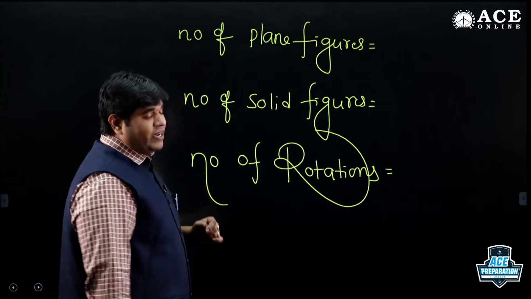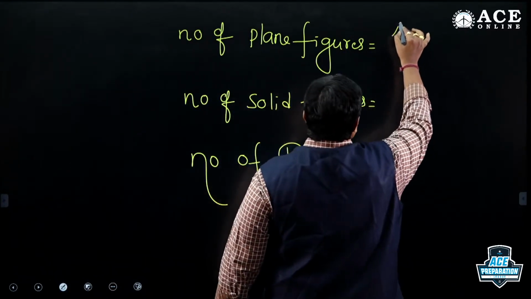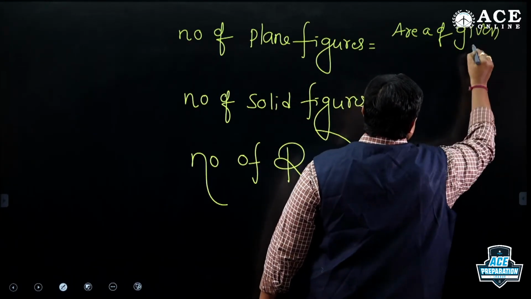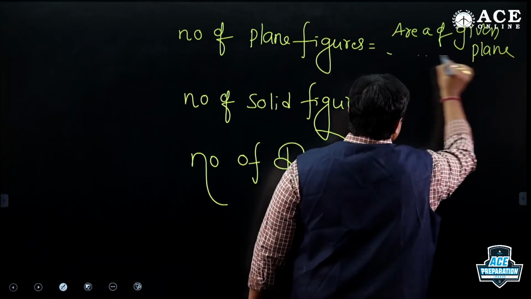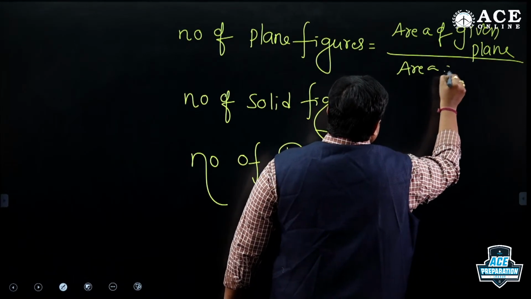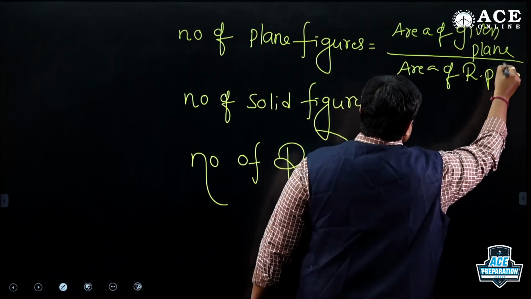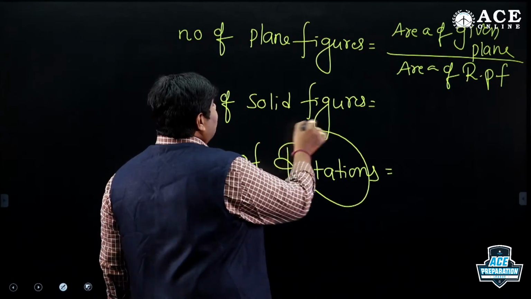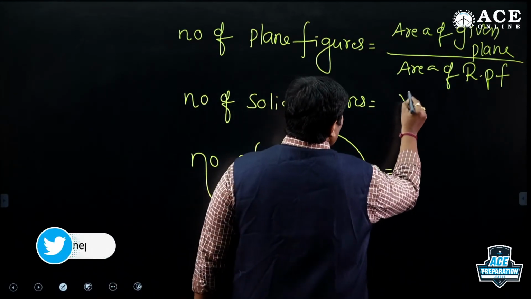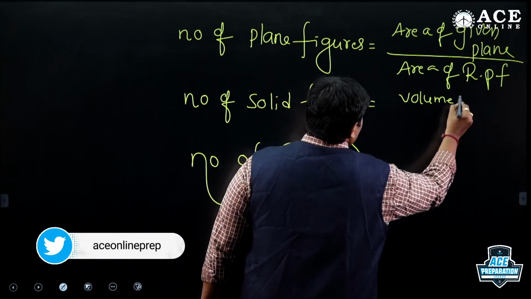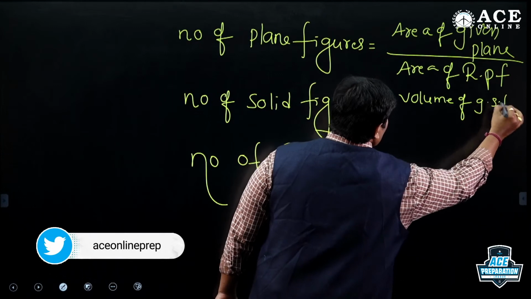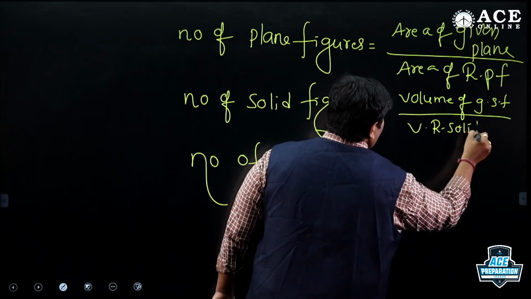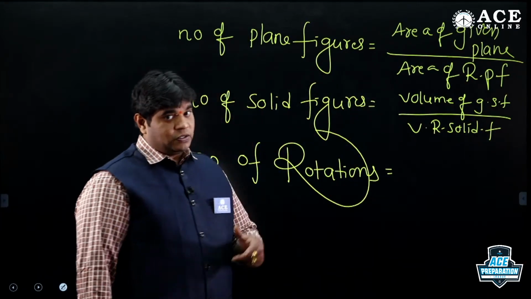Observe. Number of plane figures means area of the given plane figure upon area of the required plane figure. Okay, what do you want? Required plane figure. Number of solid figures means volume of the given solid figure upon volume of the required solid figure. That is the number of pieces meaning.